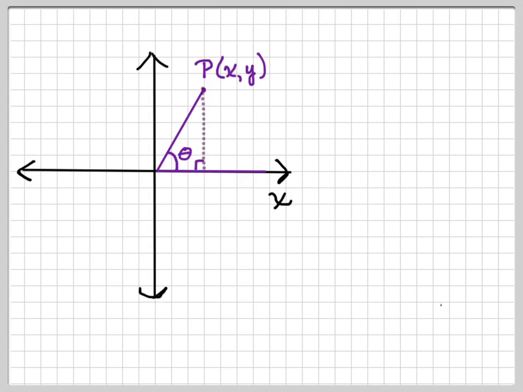Now what I can do is drop a perpendicular from P directly to the x-axis. And I can label some things here. First of all, the distance here is x, which is the same as the x-coordinate. Do you see that? And then the vertical distance from the x-axis to P is going to be the length y. And we are also going to call the length that goes from the origin to P r. So we have a right triangle, but it is now superimposed on the coordinate system.